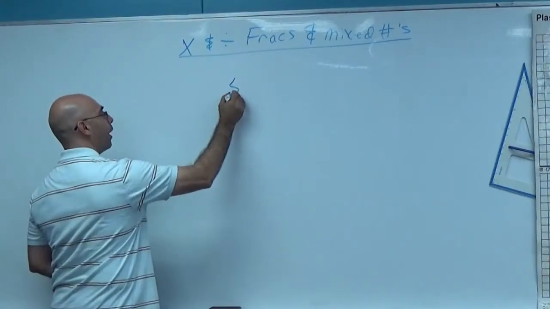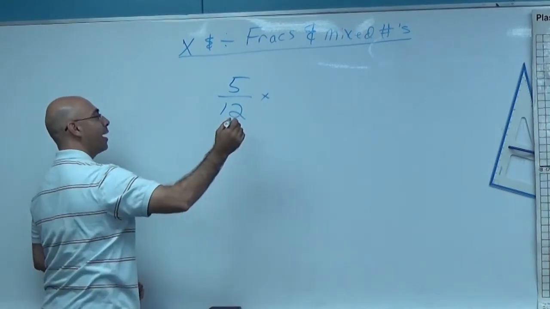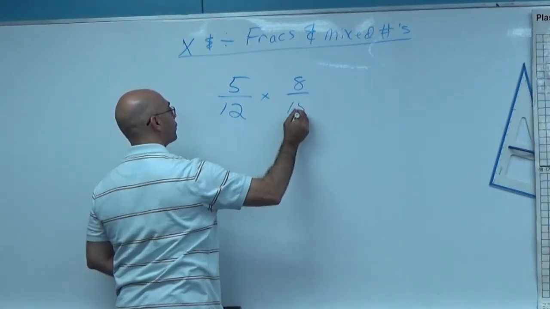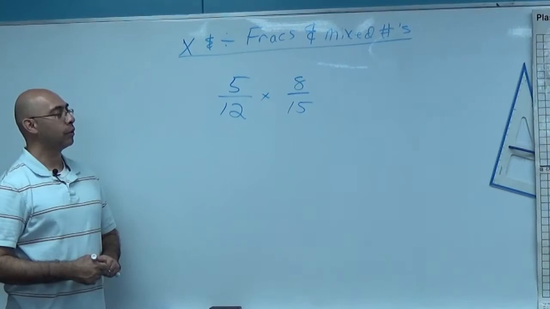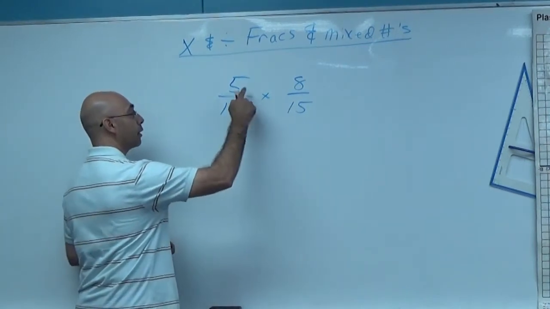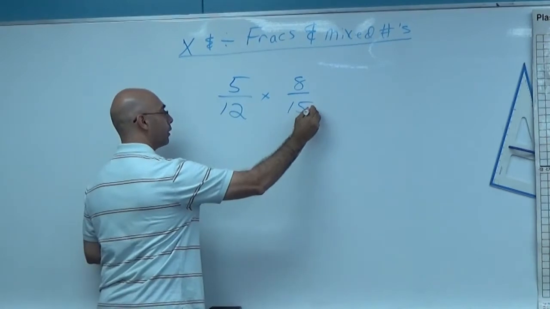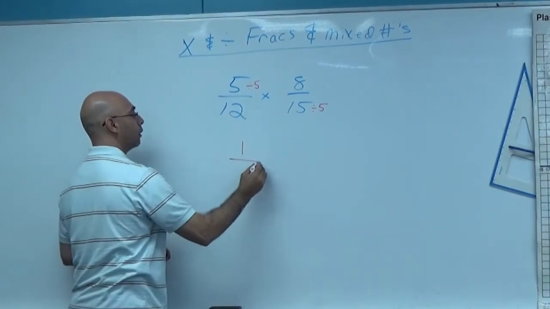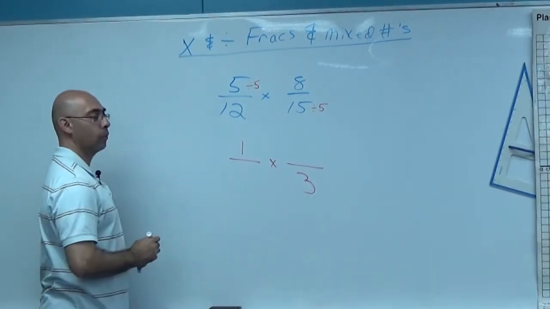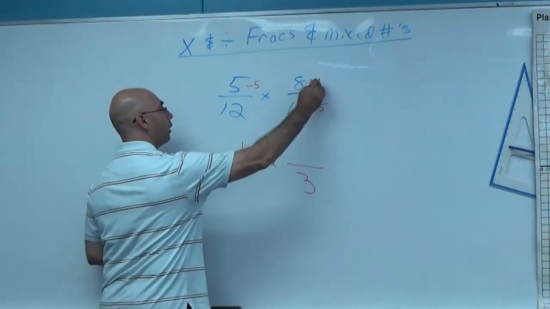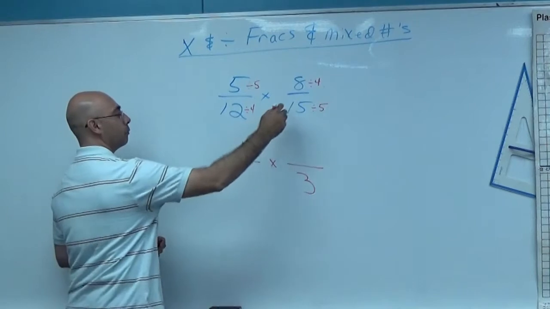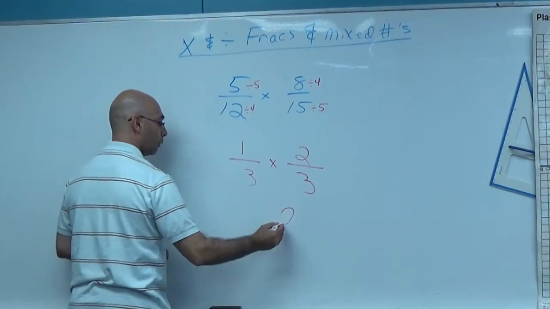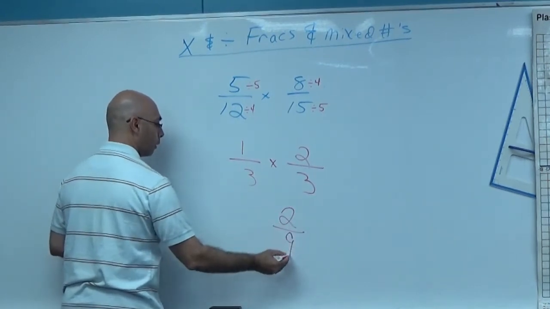How about if we did this problem? 5 over 12 times 8 over 15. What can I do here? So you're saying I can reduce this and this with what? 5. I can divide this by 5, and I can divide this by 5. So that becomes 1 and a 3. I could divide this by 4, and I can divide this by 4. That's a 2, and that's a 3. What's 1 times 2? What's 3 times 3? There you go.